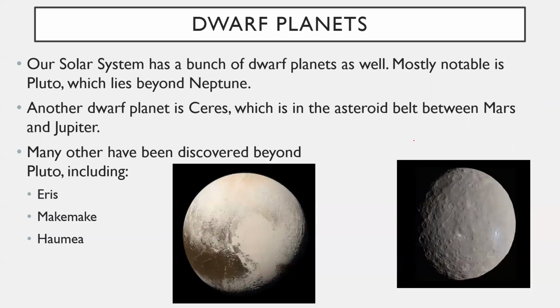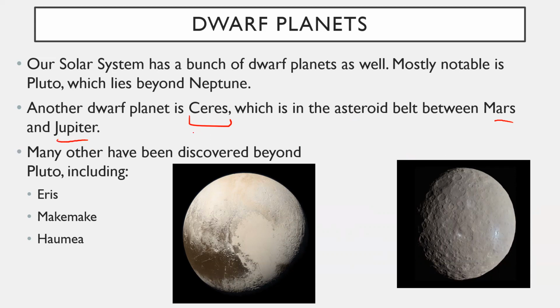Next up, of course, are the dwarf planets. So our solar system has a bunch of dwarf planets as well. They don't count as a full-blown real planet, but they're still notable. The most notable one, of course, is Pluto, which up until 2006 was actually considered a planet of its own. Another dwarf planet is something called Ceres, which is quite fascinating because it's actually in the asteroid belt, which lies between Mars and Jupiter.